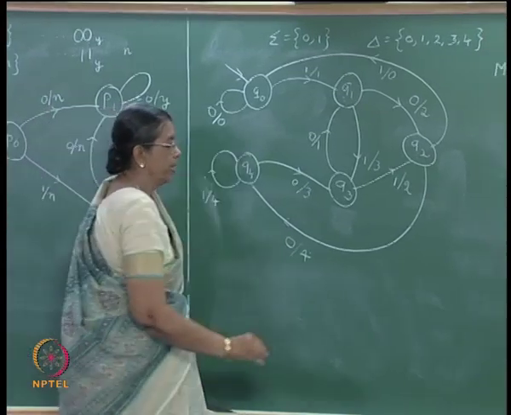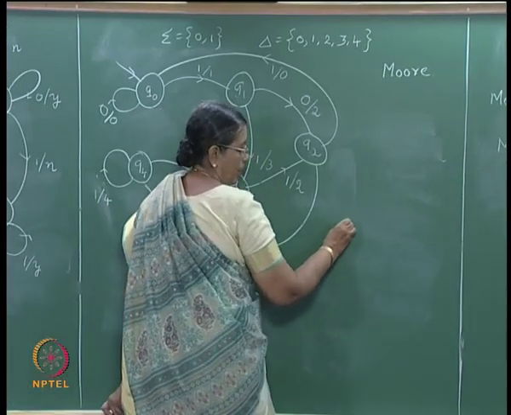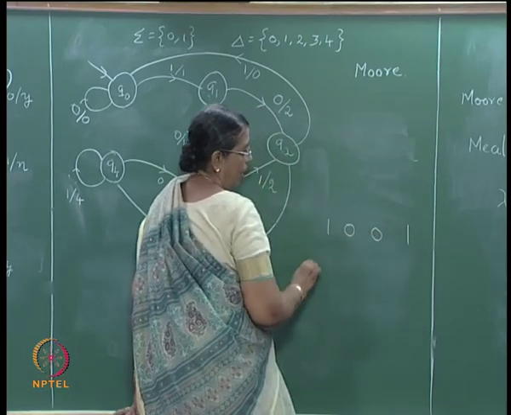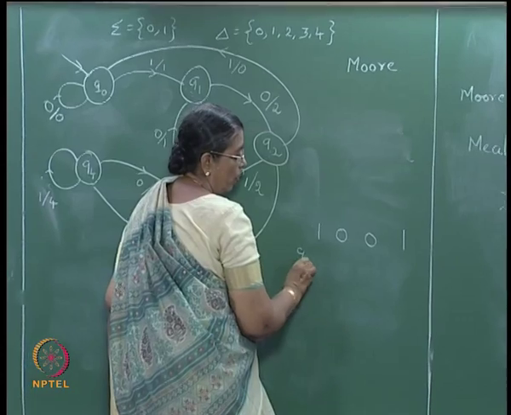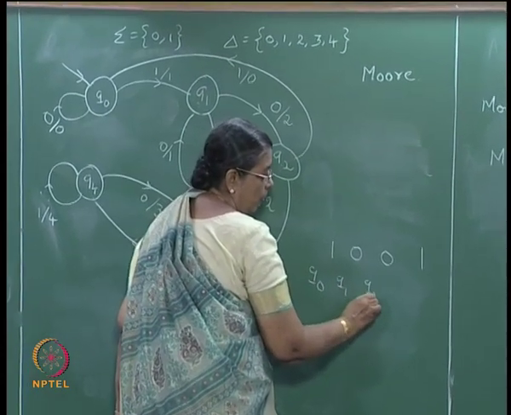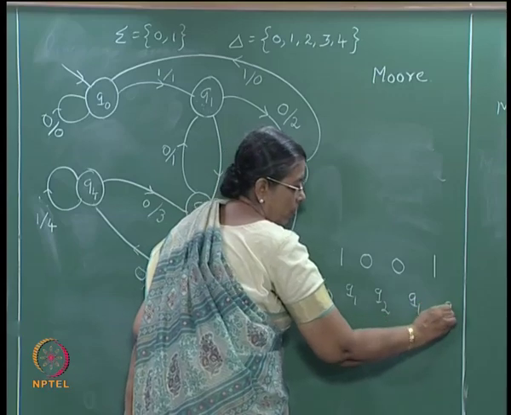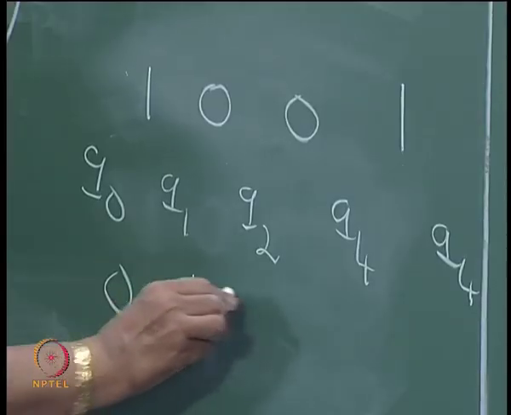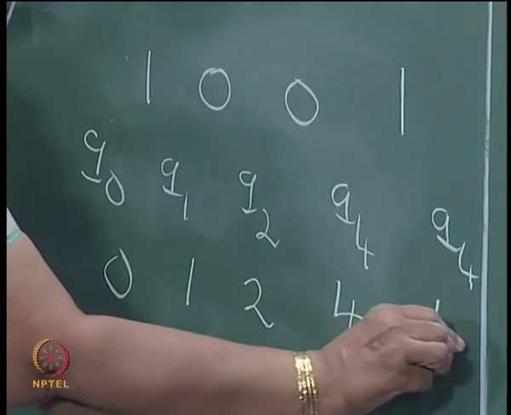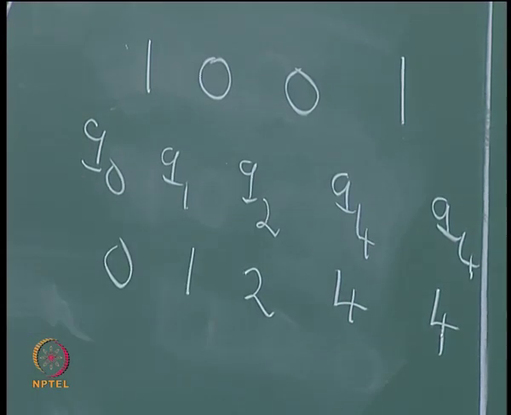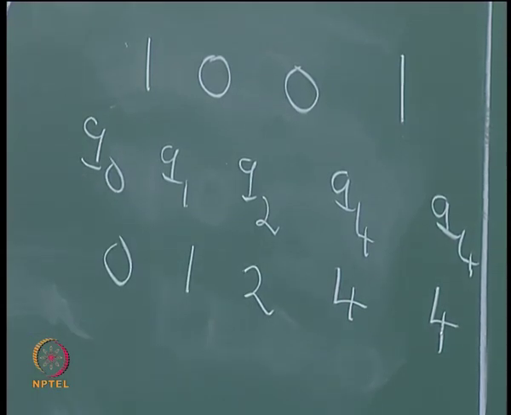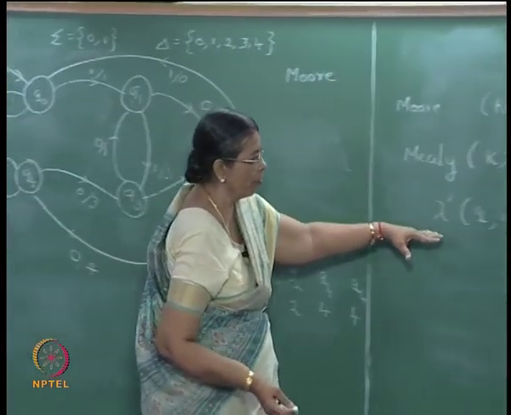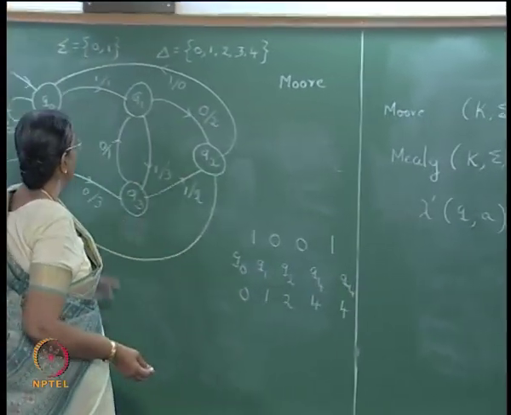Suppose in the earlier Moore machine, if I had, say, an input of length 4, the state sequence would have been Q0, Q1, Q2, Q4, Q4, and the output will be 0, 1, 2, 4, 4 in the case of a Moore machine. The output is of length 5. In this case, we have constructed the Mealy machine corresponding to that using this definition for the output function. Let us see what is the output.